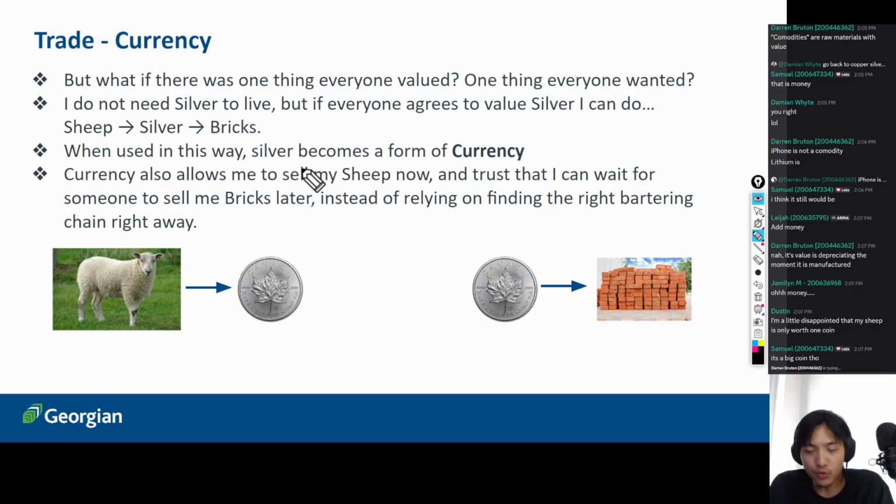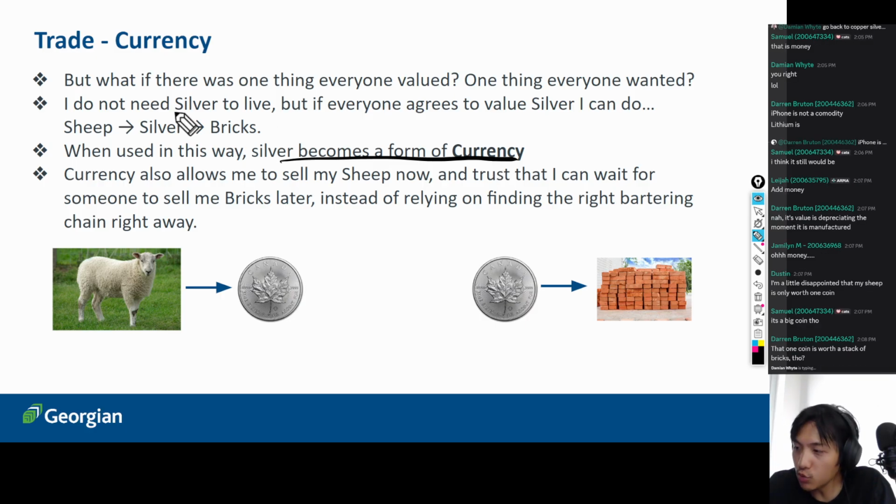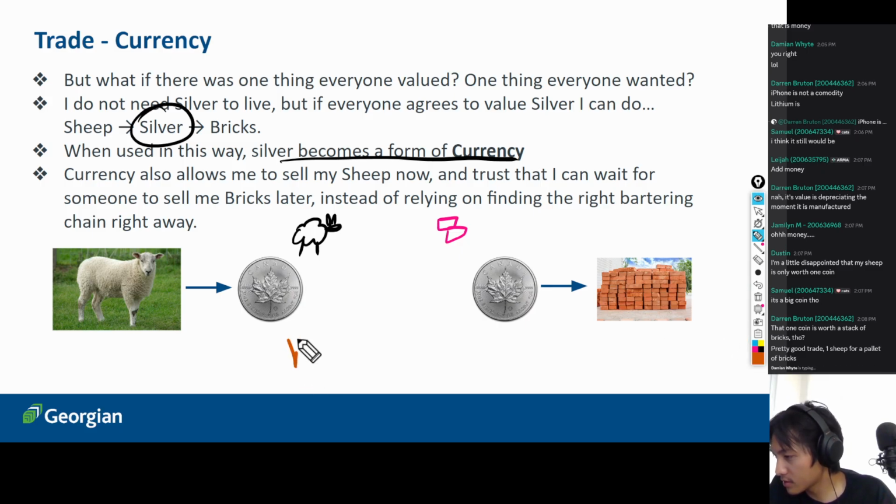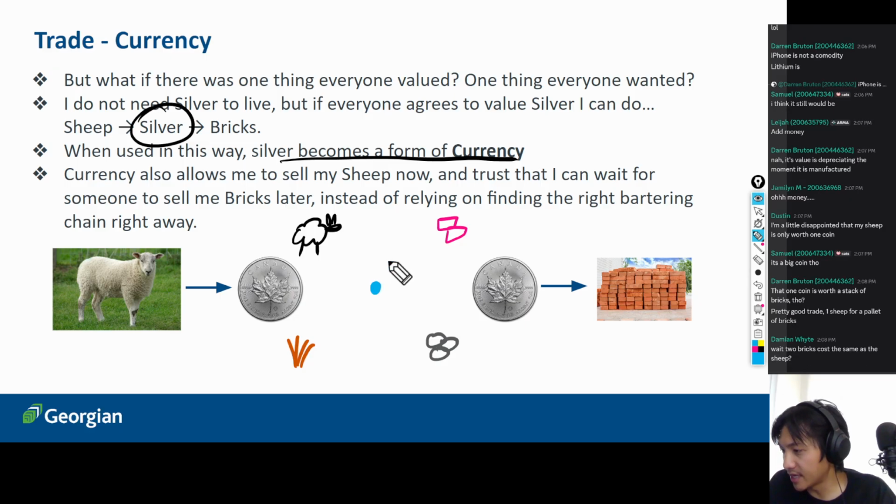So when used in this way, silver becomes a currency, and it doesn't matter what it is, if it's used in this way as the intermediate. So we had all these different resources. Here's a sheep, here's bricks, here's grain, and here's stone. It doesn't matter what we use, as long as it is a piece of glue that connects all of these.